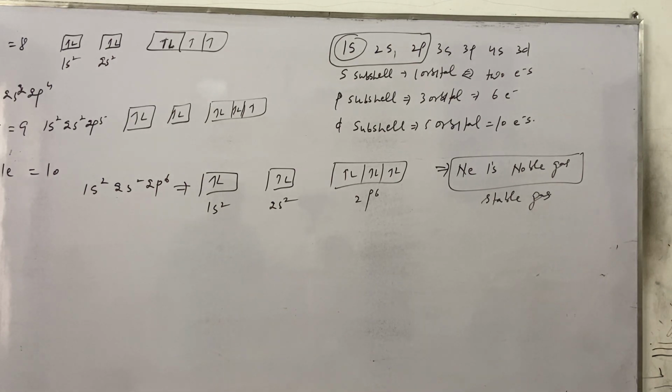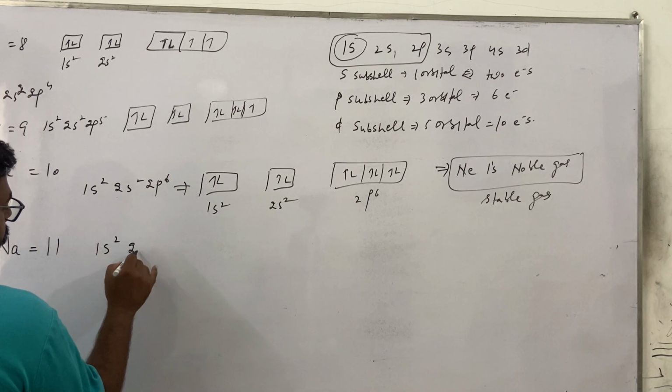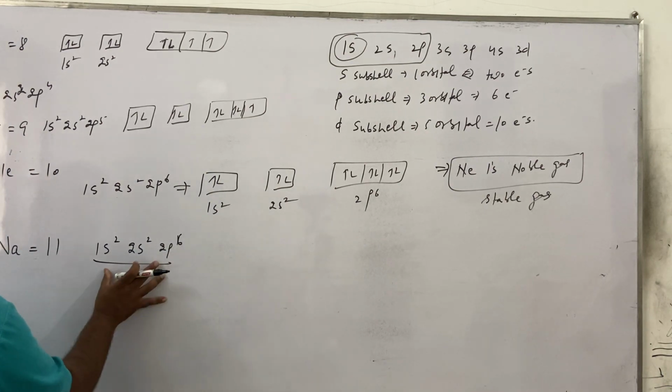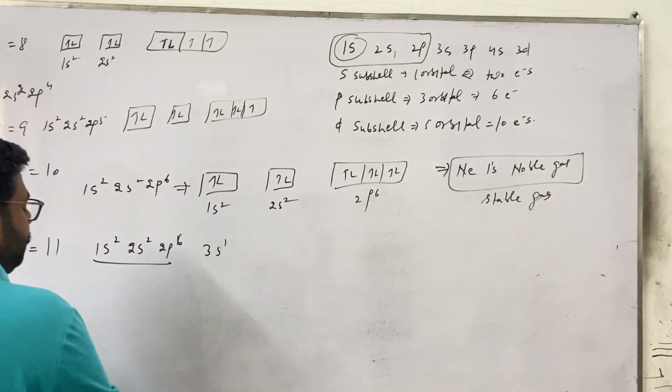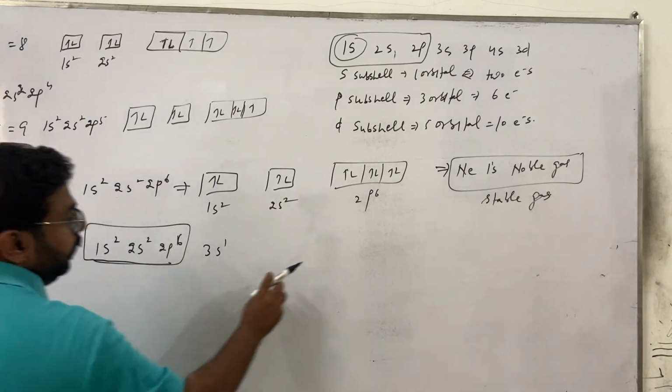So next we will start from sodium. If I say sodium, there will be 11 electrons. I cannot write sodium like this. 2p6 is filled totally. Now the next shell is 3s. 3s can be filled. For simplicity, I have to replace these by neon, because 1s2, 2s2, 2p6 are filled.